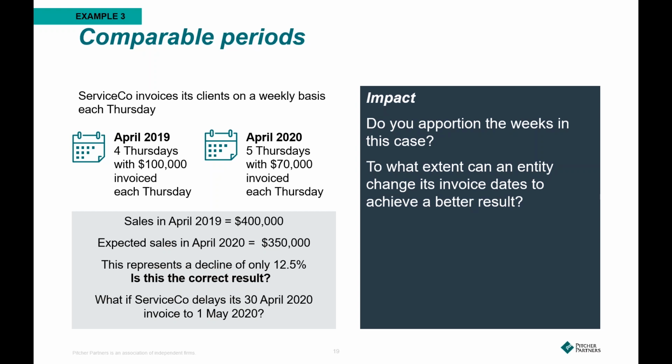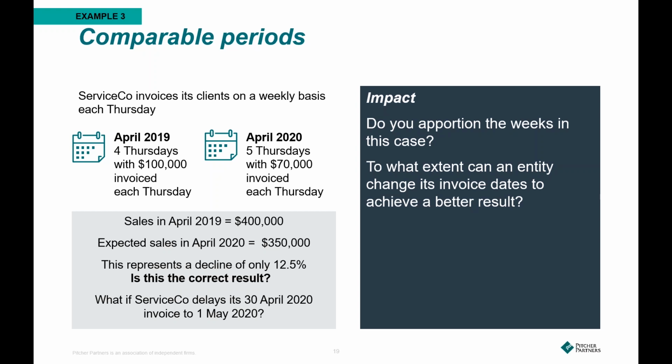So the sales based on the invoices issued would have been $400,000 in April 19, and the expected sales in April 2020 based on the projected GST turnover calculation will be $350,000. So that represents a decline in turnover of only 12.5%. But the question is, is that the correct result for the purposes of the decline in turnover test? And I can't hear you, but a number of you will be saying, no, that's absolutely not the correct, fair result in those circumstances. And I completely agree on a fairness basis. The difficulty is that the legislation just doesn't effectively deal with that kind of circumstance.